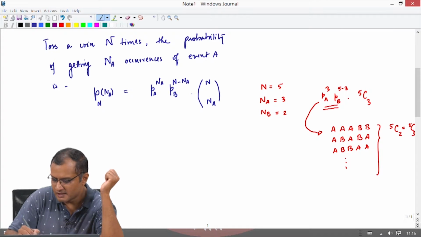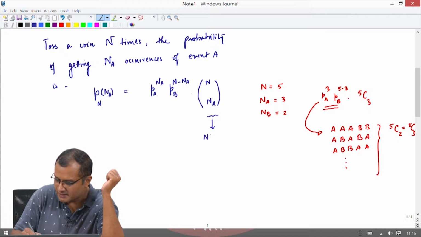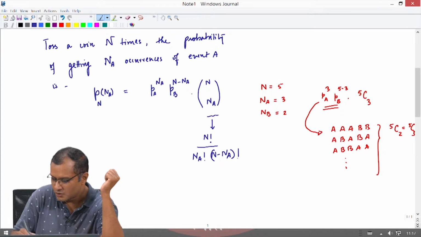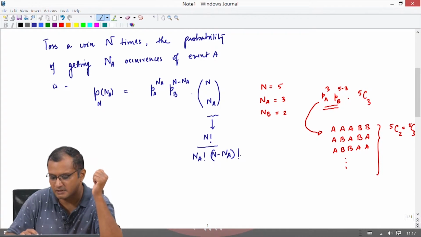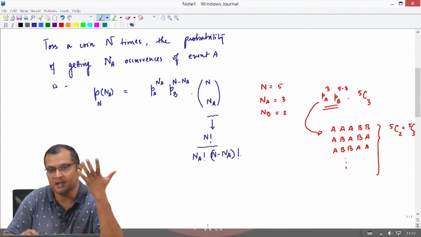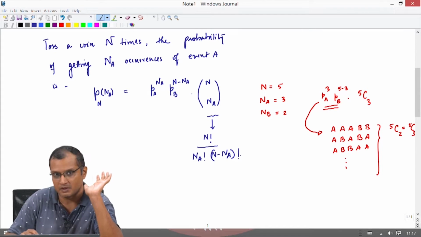This is an abbreviation used for the combinations I can get. So, this stands for n factorial upon NA factorial into n minus NA factorial. Okay. So, this factor here that I have written as a combination is the number of orderings you can write down for NA outcomes and NB outcomes.